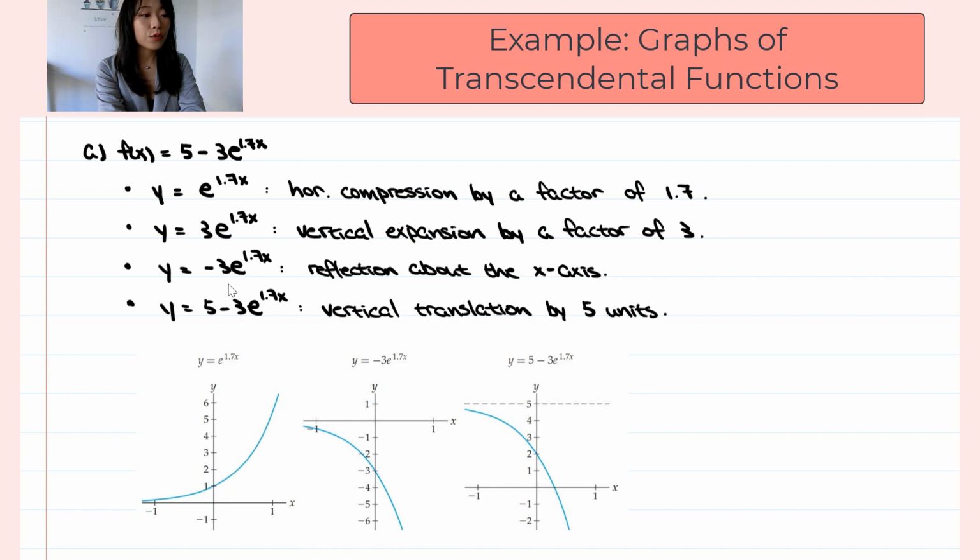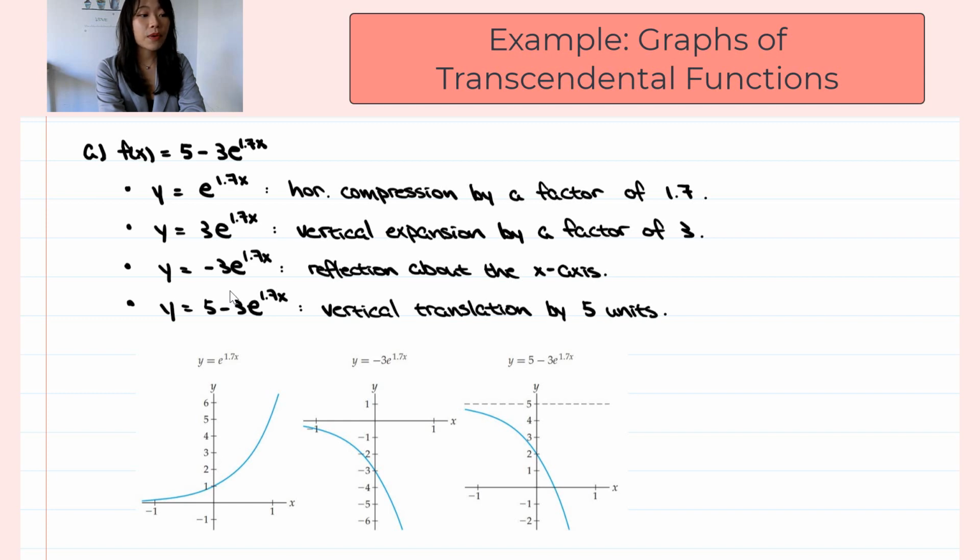And the next step is we multiply a 3 in front of the function. So the function will be vertically expanded by a factor of 3. So now this point, 0 and 1, will now move to 0 and 3. So the function will be vertically expanded.